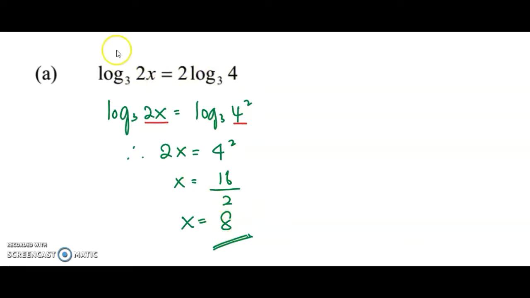We can always check the answer by substituting the 8, the solution, back into the original equation. For example, substitute the 8 back here. I got log 16 to the base of 3 at the left hand side. And at the right hand side, I got 2 log 4 base 3. If I bring the 2 over to become the power, I got 16. So it is equal, it makes the equation satisfied. That is, the left hand side value equals the right hand side value.